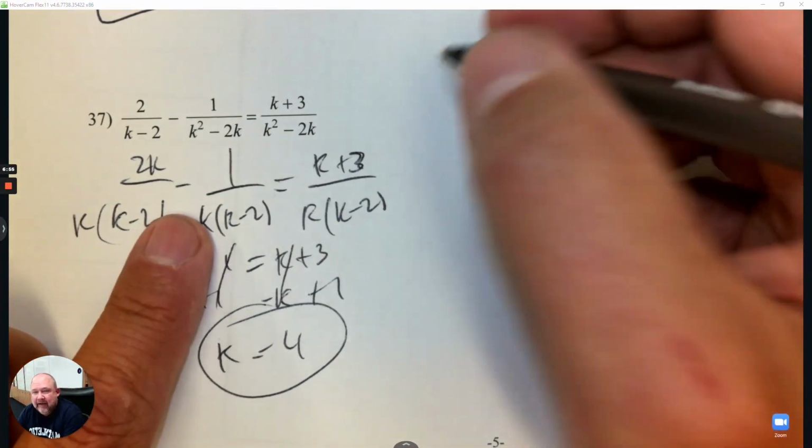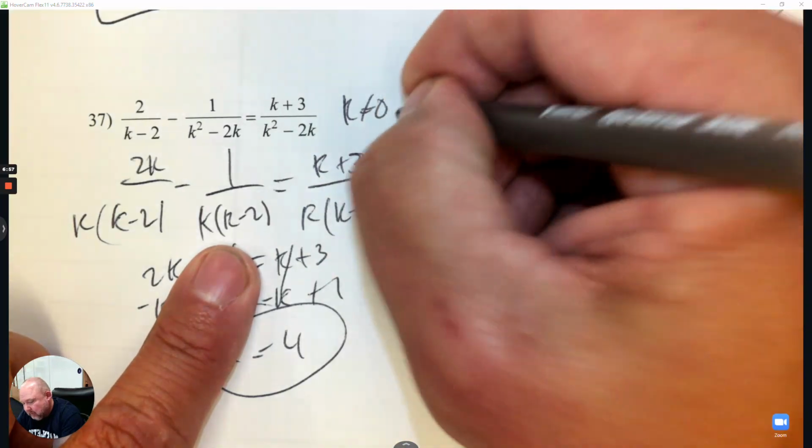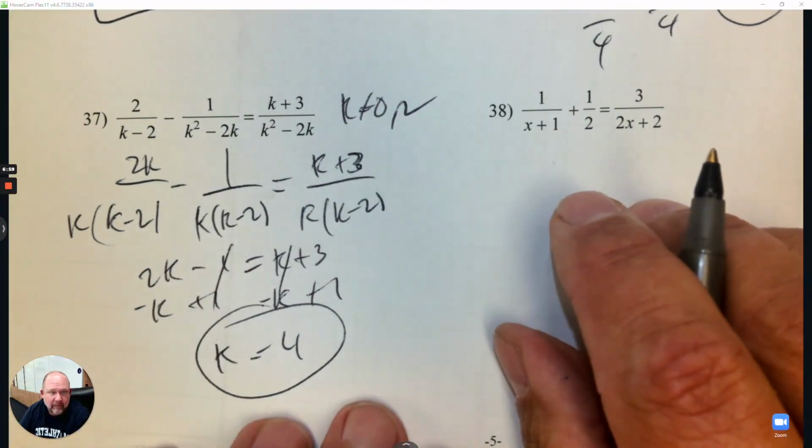Oh, and the two ones that k can't be. K cannot be 0 or 2. Both of those would give you a 0 on the bottom.